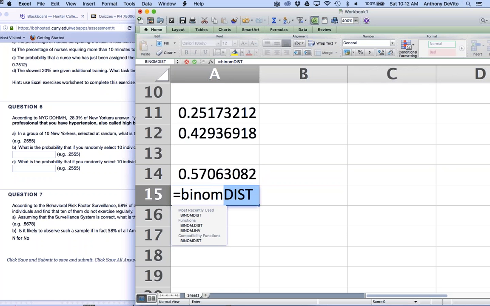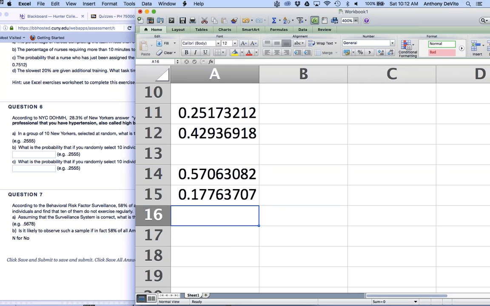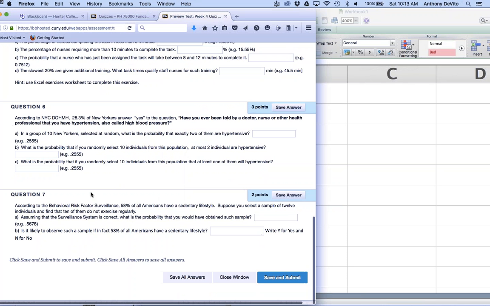So if I ask you for the probability of having 2 or more, you would have to say binomial dist, parentheses, number of successes is 1, comma, 10, comma, 0.283, comma, true, and then take 1 minus that to get 2 or more. Tricky, right? It's a little bit tricky. So you got to read the question carefully and know exactly what this formula is giving you, right? Okay, so now what's the next part?